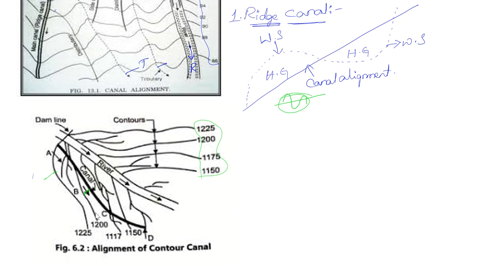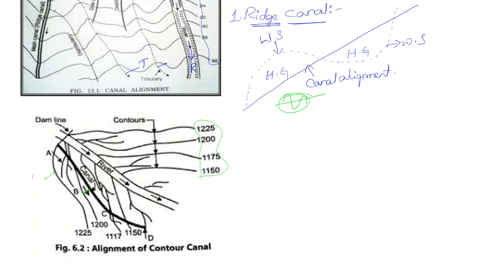Okay, the contour canals do not follow the same contour all along. As we all can see, this is not at all following the same contours. It is following different contours. It is not going in a particular contour line. It is following different contour lines. Okay, this is about your contour canal. Now we'll be going to the next one, which is the last one, and that is your side slope canal.